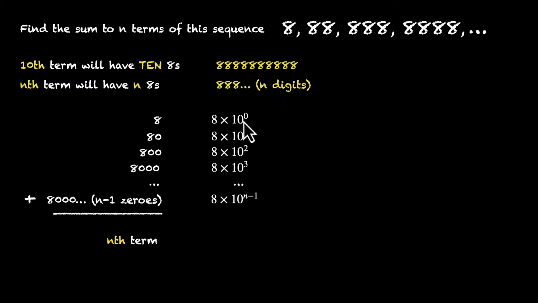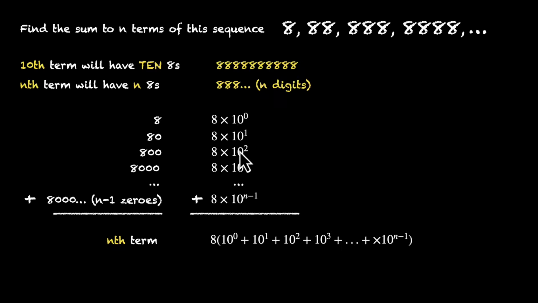If we add all of them up, we get the nth term. So let's add them up. We get 8 common: 8 times 10 to the power 0 plus 10 to the power 1, 10 square, 10 cube, and so on up to 10 to the power n minus 1. And this is useful for us because this definitely is a GP. The first term is 1, that's 10 to the power 0, and the common ratio is 10. And how many terms do we have? Because we're dealing with n digits, we have n terms here, from 0 to n minus 1.